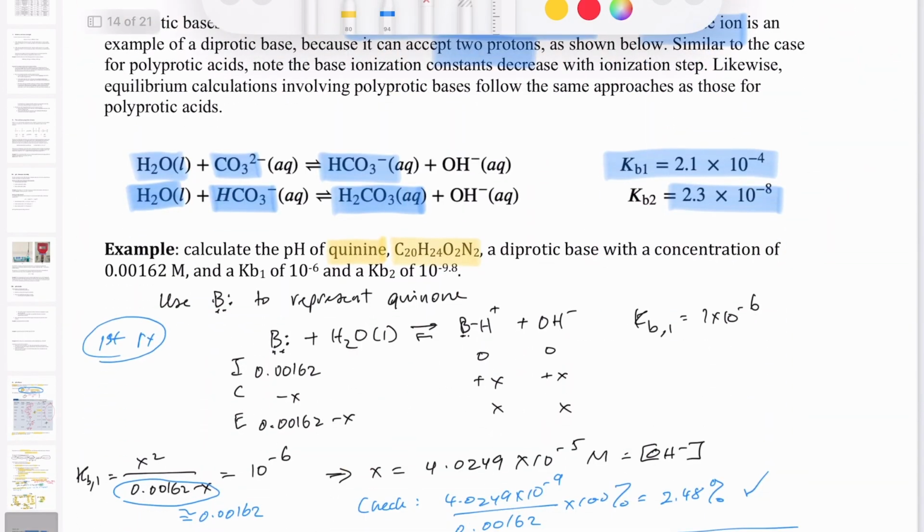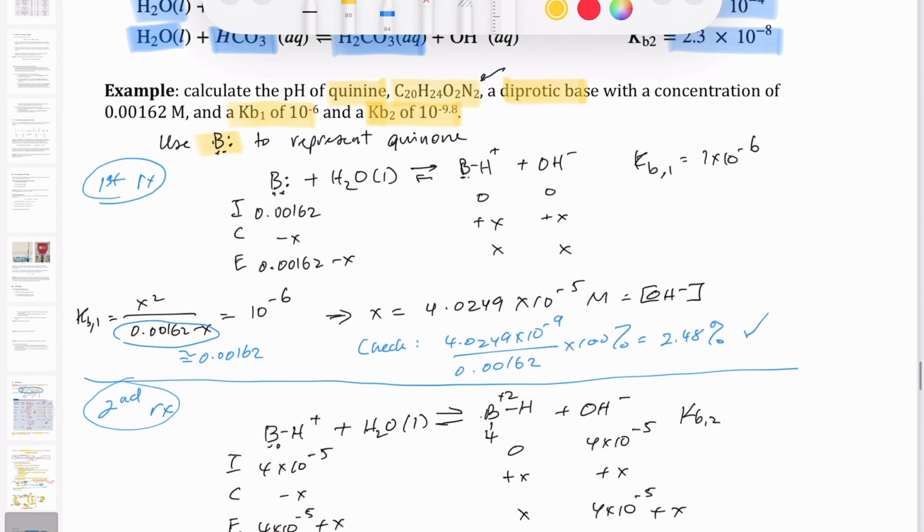So the quinine formula is C20H24O2N2. So that N is where that proton is going to bond with quinine to form the conjugate acid. But to make life a lot easier, you don't really have to even know how to draw that structure. It's irrelevant really to solving the problem. All you need to do is just represent the base as B with 2 lone pairs on it, because that will tell you that it can potentially accept 2 different protons, right? And you know that it's diprotic because they tell you in the question and they give you 2 Kb values. Okay, Kb1 is 10 to the minus 6, Kb2 is 10 to the minus 9.8. So we'll go ahead and solve the problem.